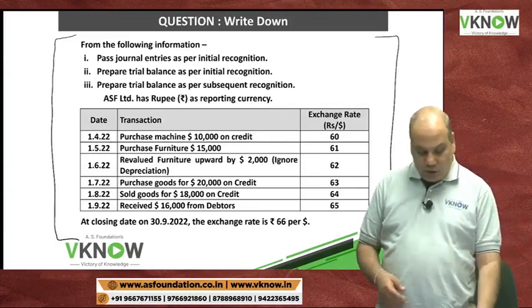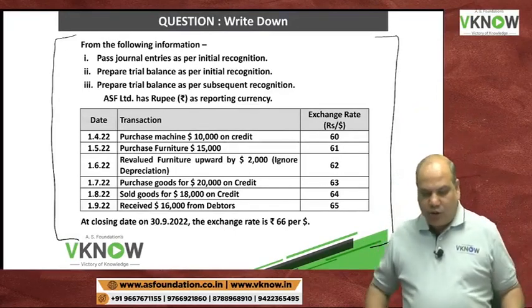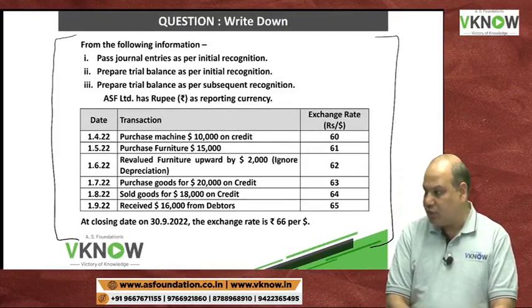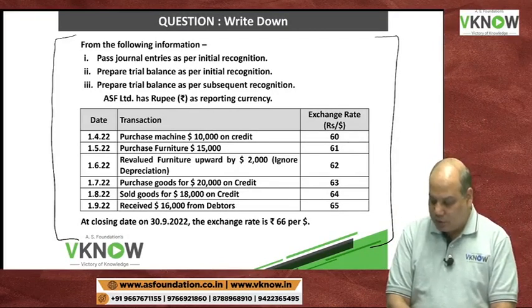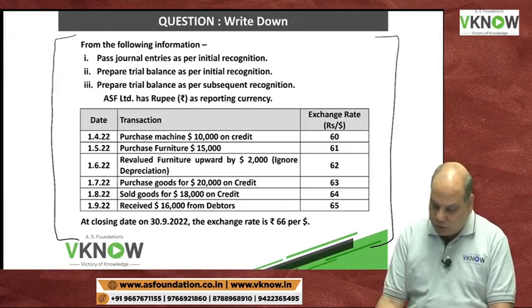ASF Limited has rupee as reporting currency. So the question is, in the form of a table, write down three columns: date, transaction, exchange rate in bracket, rupees per dollar. Date, transaction, exchange rate, rupees per dollar. Question you have to write down. It's not in the book.